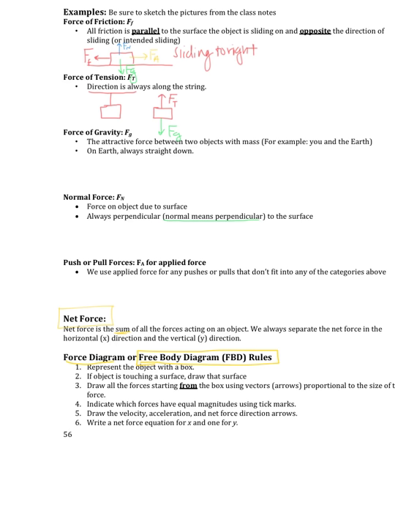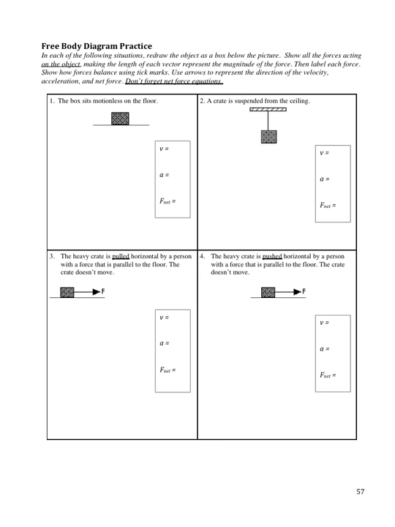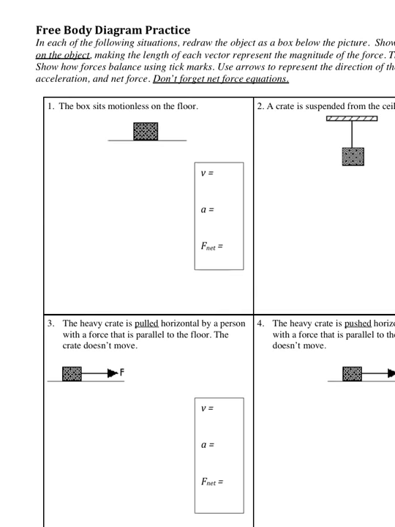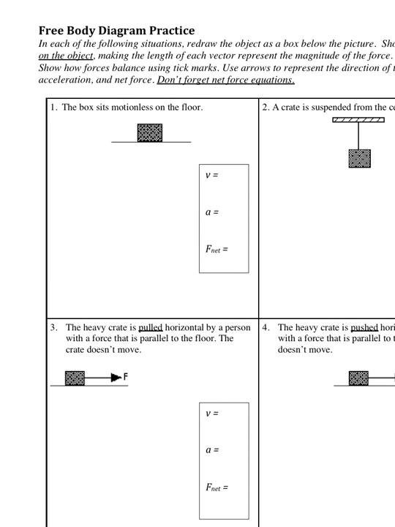So let's go to the next page and remind ourselves of the instructions. It says first thing you should do, so you should be looking at 56 and 57 right now, represent the object with a box. So here's my picture. A box is sitting motionless on the floor. I'm going to redraw that box here. Okay, this is where my free body diagram is going to go.